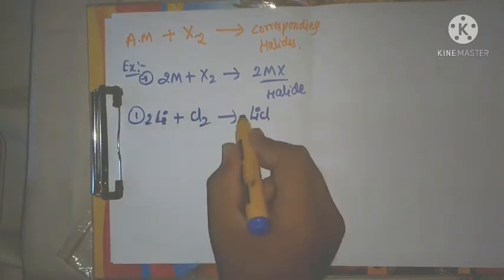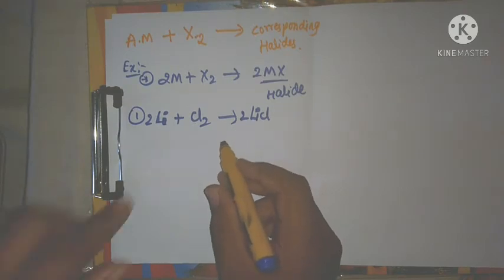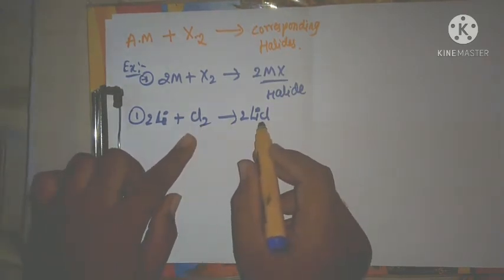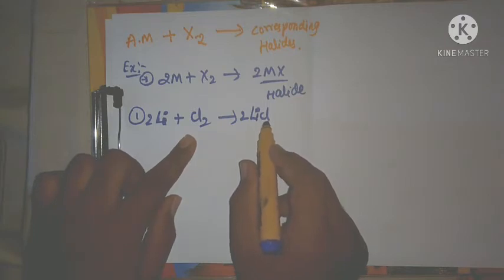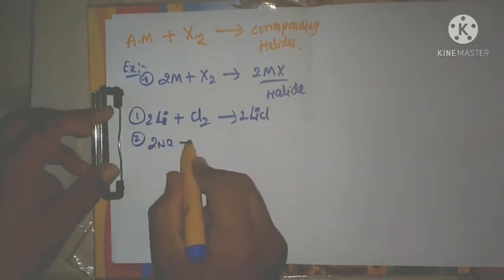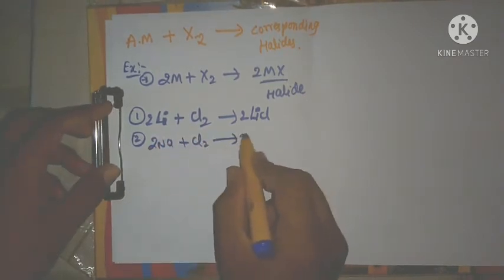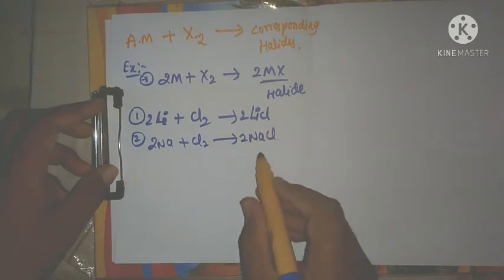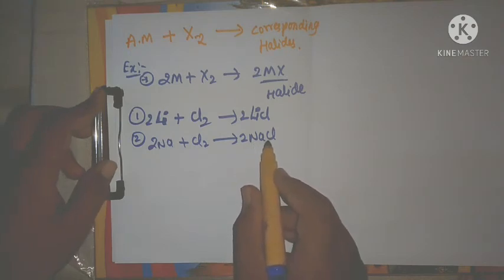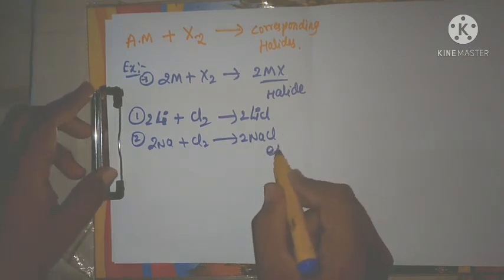For balance I am taking 2 here, 2 here. Lithium is the alkali metal, chlorine is the halogen. It will form the corresponding halide, that is lithium chloride. Halide is chloride. Now second example, sodium: 2Na plus Cl2 gives rise to 2NaCl. This is called sodium chloride, that is alkali metal halide. The alkali metal is sodium and the halide is chloride. In this way the reaction will take place.